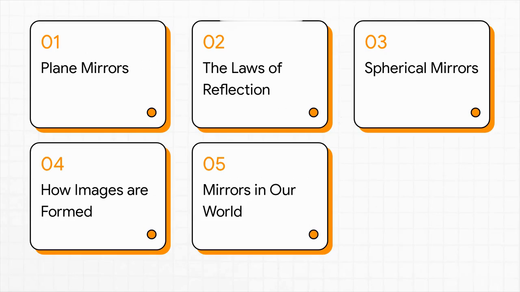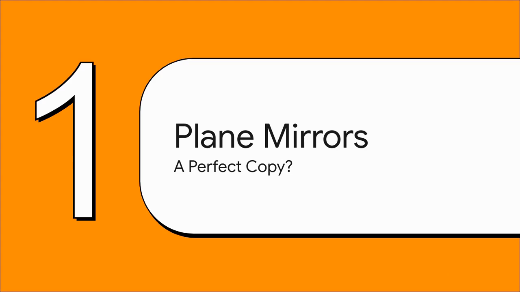All right, here's the game plan for today. We're going to start with the simple flat mirrors we all know and love, plane mirrors. Then we'll get into the basic rules that make all reflections work. After that, things get a little weird with spherical mirrors. We'll see how they bend reality. We'll figure out exactly how images are formed, and finally, we'll look at where you see all this stuff in the real world.